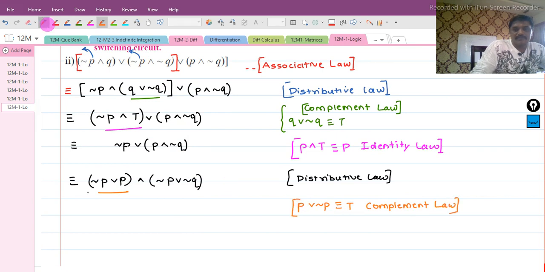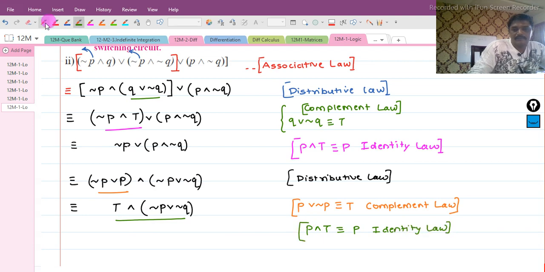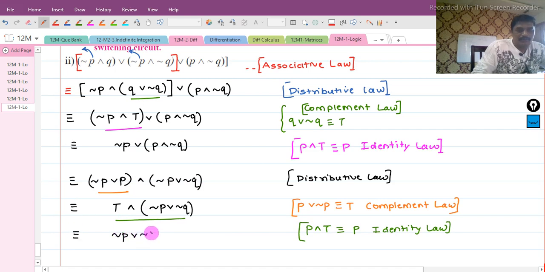So I'll use the complement law over here. This is going to give me what? क्या मुझे मिलेगा यहाँ पे? This is going to be true and bracket negation P or negation Q, isn't it? तो now this is, यहाँ पर मुझे क्या यूज करना पड़ेगा दोबारा? P and true. P and true is P, again identity law. ठीक है, so what will be the answer here? This is going to be negation P और negation Q.